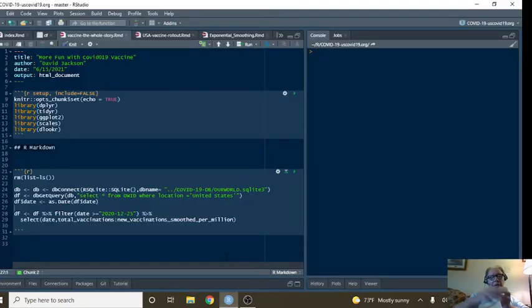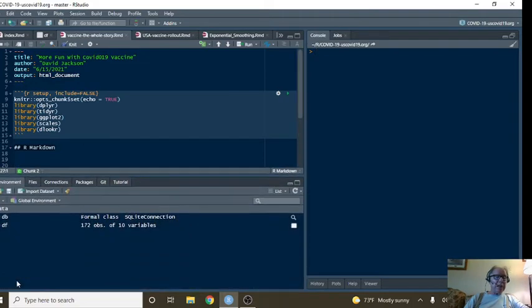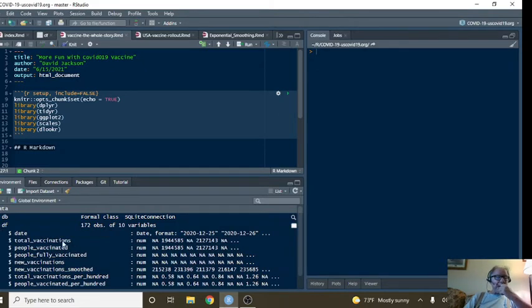We're going to take a little closer look at the COVID-19 vaccine data for the U.S. As you can see, there's 10 different variables all having to do with the COVID-19 vaccine. The ones we're concerned with, of course, is this disease right here.